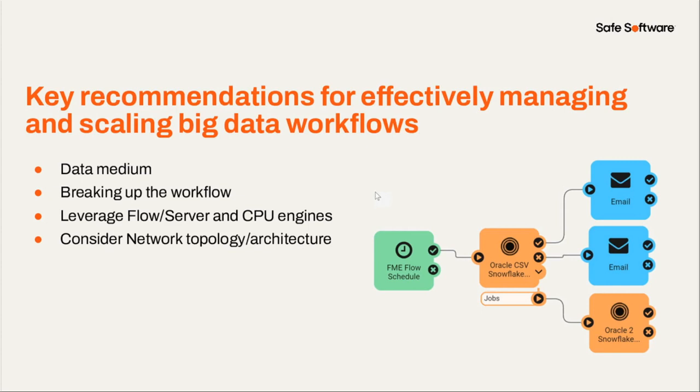I think originally we were getting about a 5-minute query time for just getting the individual groups, and we got that down to, I think, 20 seconds. That's right. So something as simple as an index on a column can drastically improve performance. And then leveraging the FME Flow and the CPU engines can drastically improve your process times.